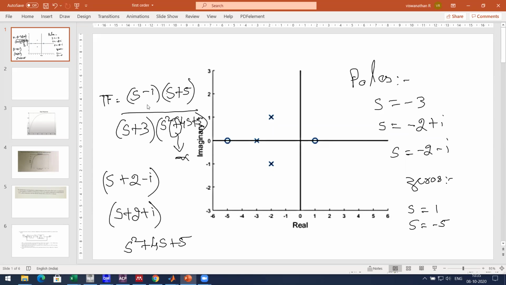So the transfer function should look like this: S minus 1 into S plus 5 divided by S plus 3 into S square plus 4S plus 5. So this is the correct answer. Many of you have gone wrong in taking the plus and minus for the I. One is -2 plus I and one is -2 minus I. So when you write it, it will be S plus 2 minus I and S plus 2 plus I, and you have to multiply these two.